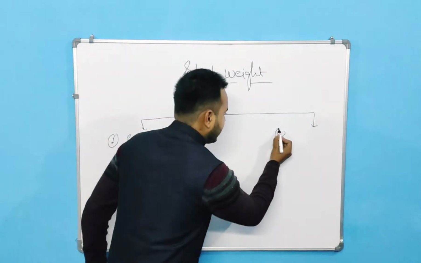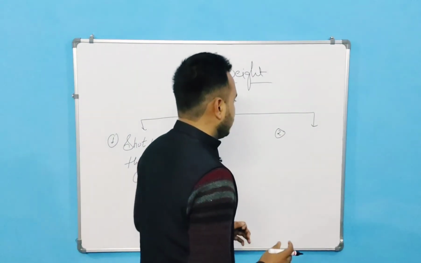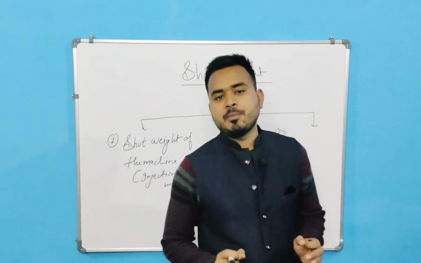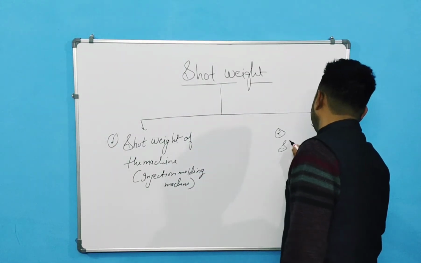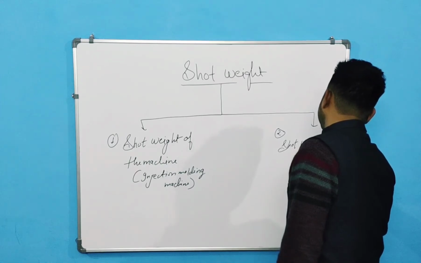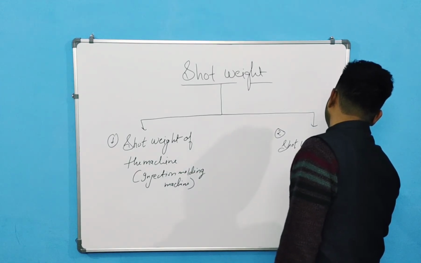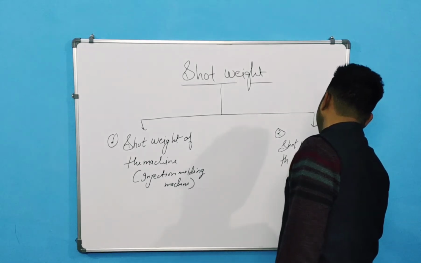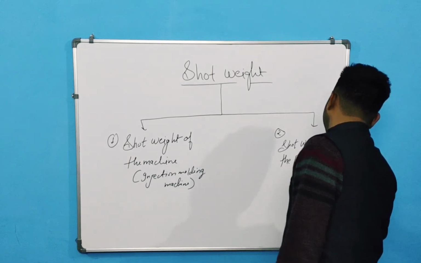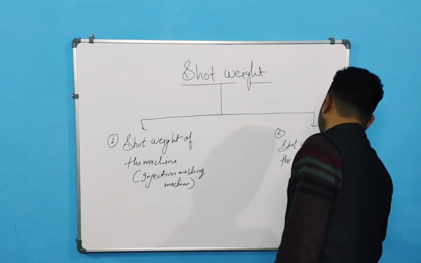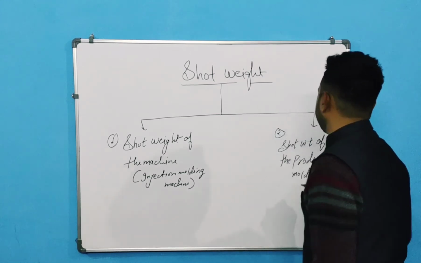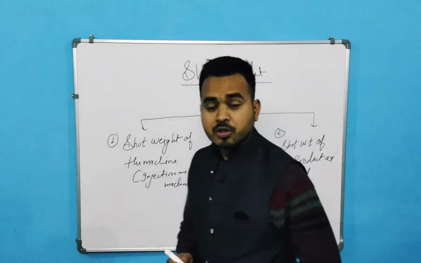And the next part, that is our second part. What is in the second part is the short weight of the product, or mold. That means, what is the short weight of the product or mold? Now we're going to start.